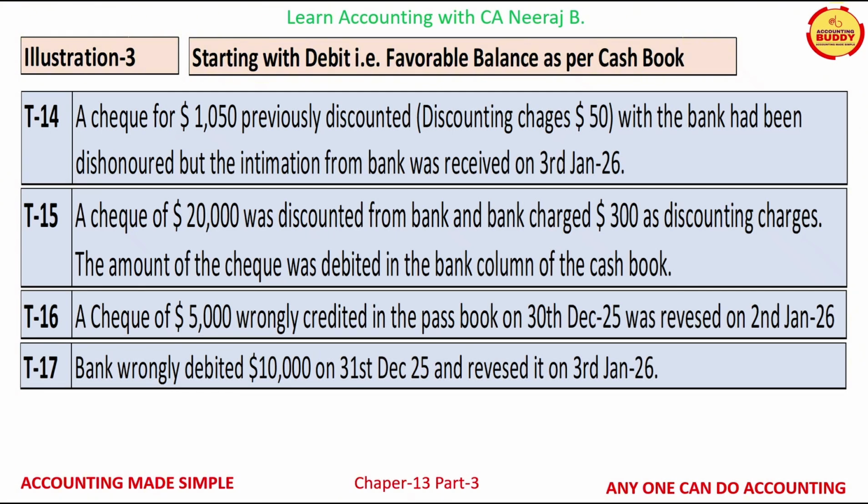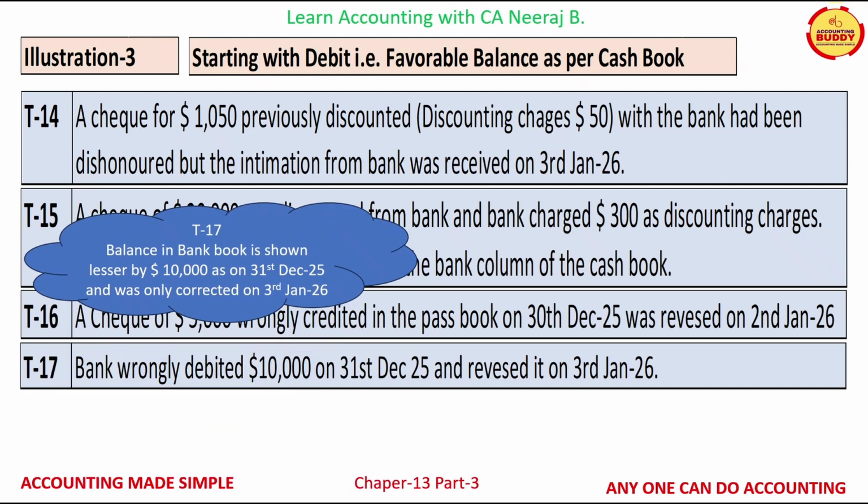T17 unmatched transaction is bank wrongly debited $10,000 on 31st December 25 and reversed it on 3rd of January 26. Let us understand this transaction. Balance in the bank book is shown lesser by $10,000 as on 31st December 25 and was only corrected on 3rd of January 26.